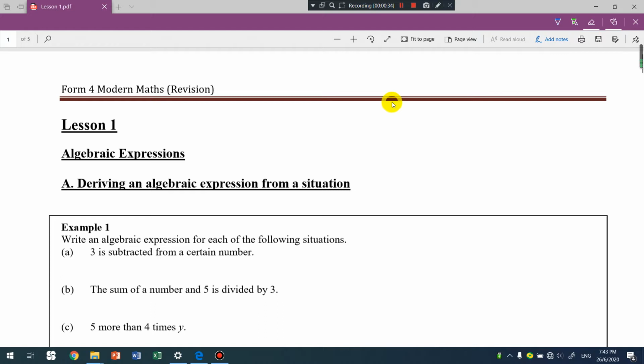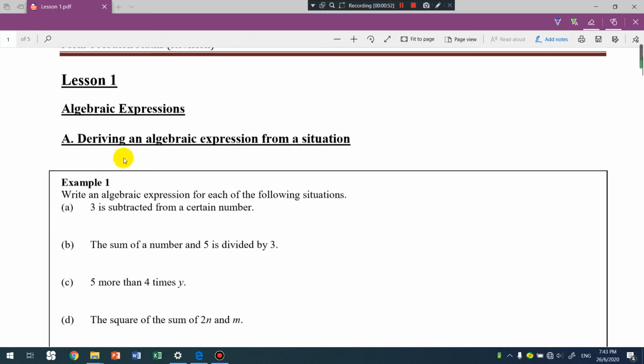I feel that there are two topics that are very important, so make sure you can handle these two topics well. First, algebraic expressions, and the second one is linear equations. In this video, let's look at algebraic expressions first.